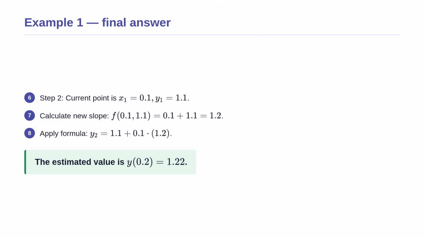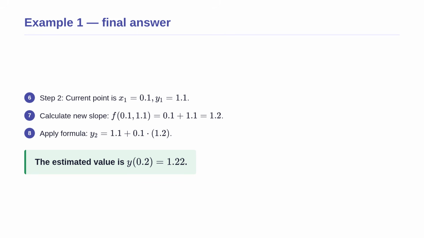Continuing with our second step, we update our position. Our current x is now 0.1 and our current y is 1.1. Because the curve has likely changed direction, we must calculate a new slope by adding these new values together, which gives us 1.2. We substitute these updated values into Euler's formula. Multiplying the step size by the new slope gives a change of 0.12.